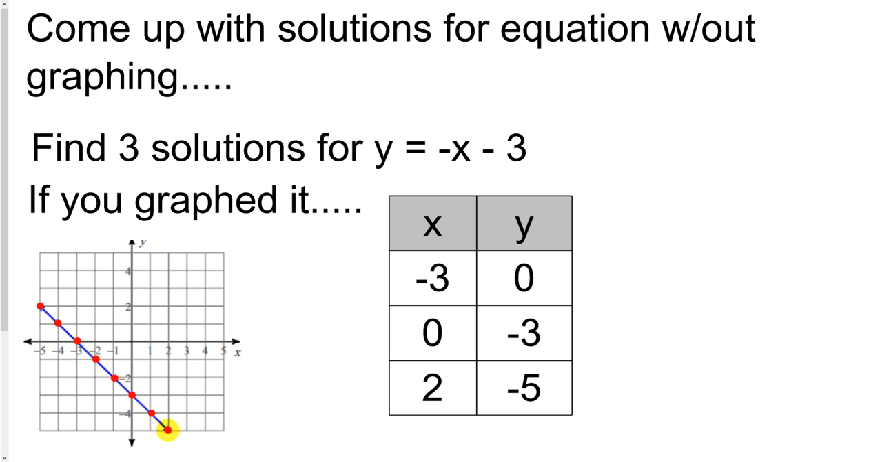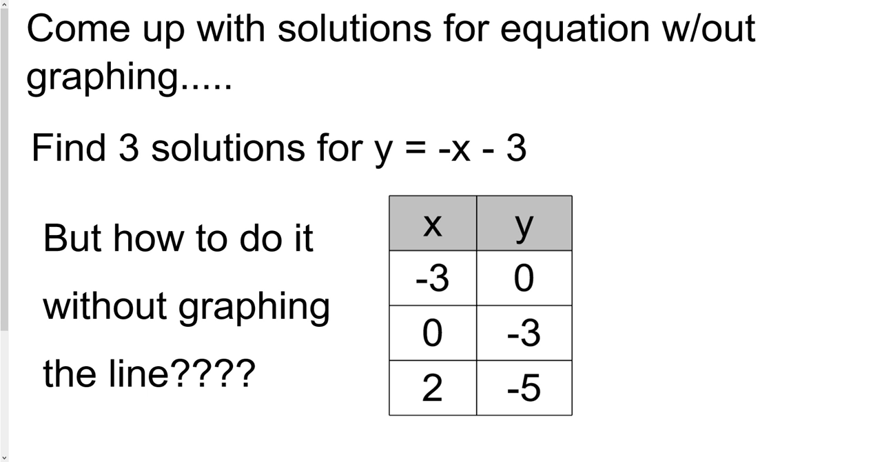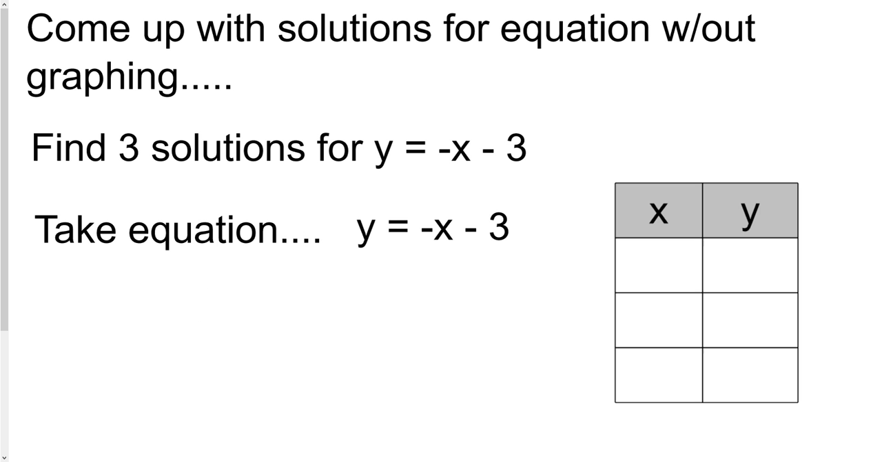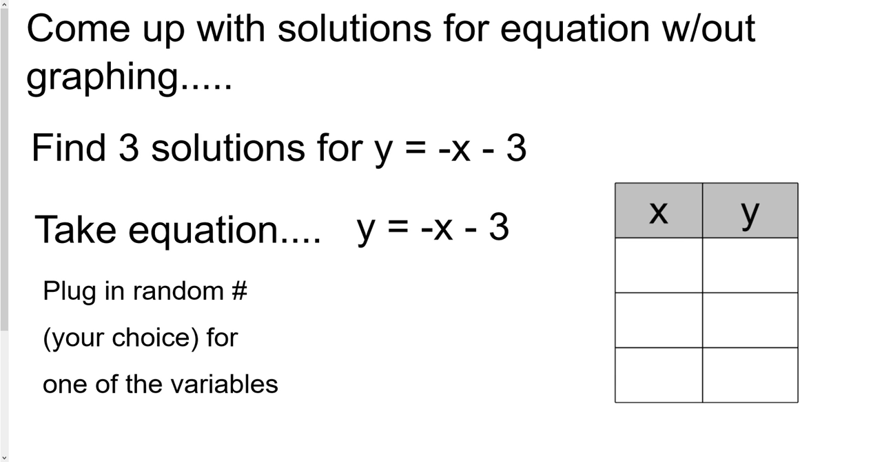So we need to look at how to come up with solutions without graphing this equation. What if they give you the equation and say, give me 3 solutions, but for some reason you can't graph it? Okay, well, we'll still need to get the XY table. So let's take a look at how we can find solutions to this very equation without graphing it. You take the equation, you write it down on a piece of scratch paper, or on the paper if you want to see the work, and you literally just plug in a fake number for x. Just come up with a random number. It does not matter. You choose, okay?